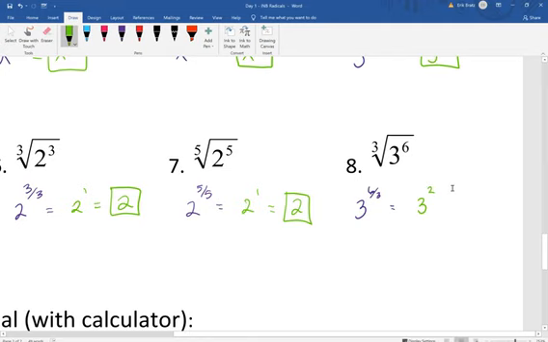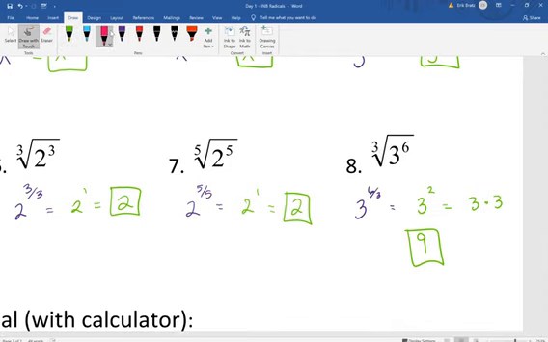And 3 to the second power, again, this is the same thing as saying, well, what's 3 times 3? Well, that's really just 9. So 6 to the third in this radical with an index of 3 is going to give me a value of 9. Now, let's say that these two numbers were switched around.